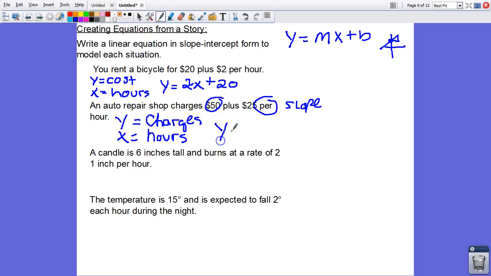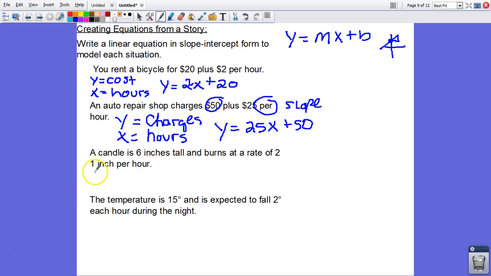So it's kind of money in hours again, you guys. And it's Y, or the charge that you get charged for fixing your car, is equal to $25 per hour. X is hours, plus a $50 fee just to look at the car. I don't know if you've ever talked with your parents about this, but sometimes they just, to look at your car, have to charge a certain amount of money, okay?